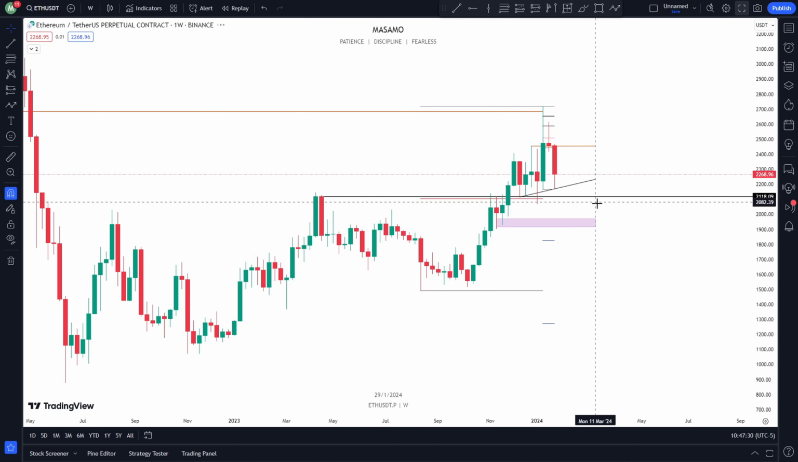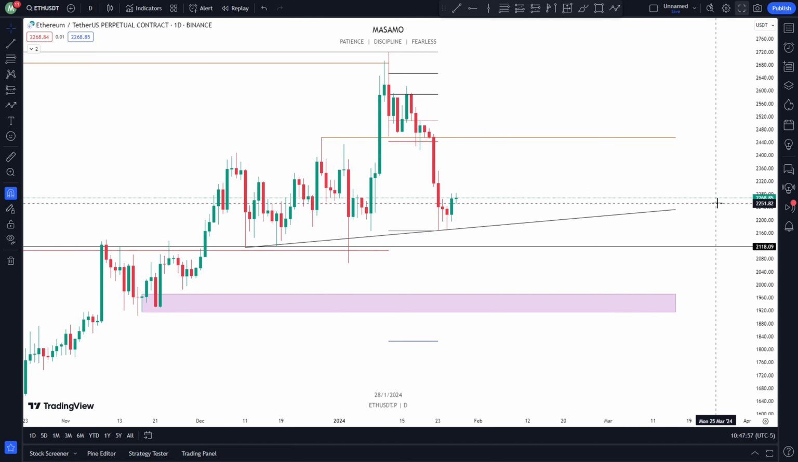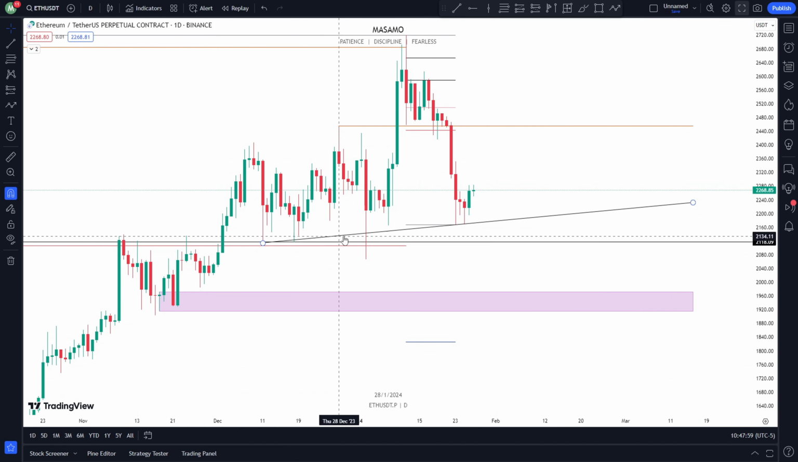So this is the level, our support level, which we are holding for, let me tell you, a little bit over 2 months, I guess. So, oh, sorry, let's go into daily. So now here comes the most important part. So we have this little trend line.